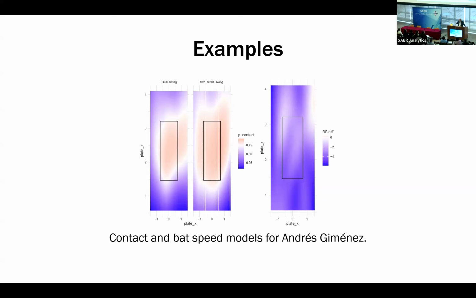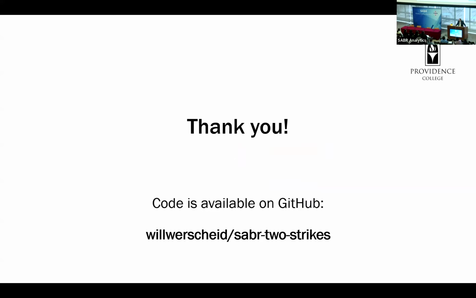Okay, I've got other examples I can show. I've got model details I can show. I wanted to stop there. Again, if you'd like to browse the code, I've got it in a GitHub repository, Willwerscheid/SABR 2 strikes. And thank you for having me.